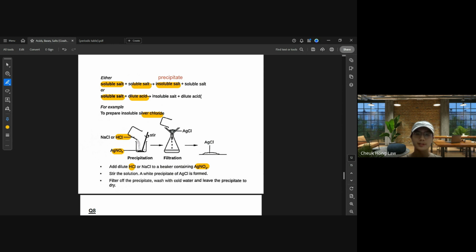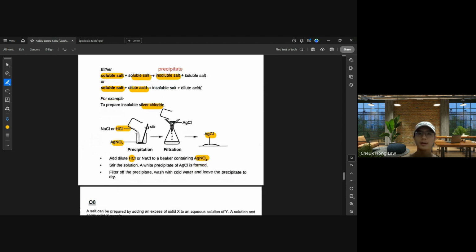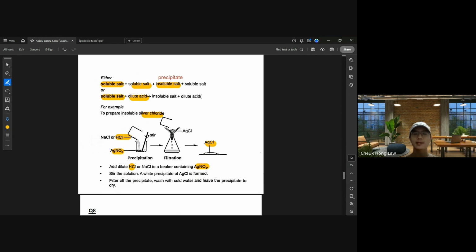So after you stir, you filter out the remaining substances. Then you'll get your pure silver chloride. For precipitation, it's very easy because you don't need to heat the solution until saturated. Then you don't have to let it cool or dry. Once you mix it, you filter it, then you've got it already. So for precipitation, you just mix, filter, and you've got your product.